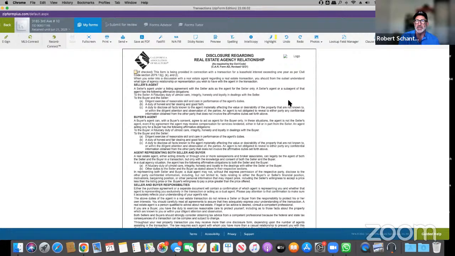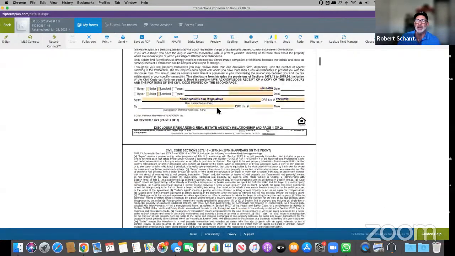And all it is a disclosure, and it defines what agency is. There's two types in the state of California, but you are required by the state of California to disclose agency to any new principal that you may be bringing into your business, okay? And we'll cover that in more detail on Thursday.